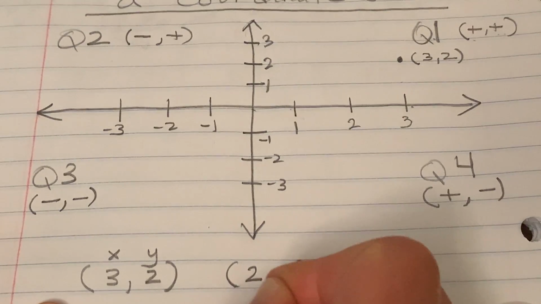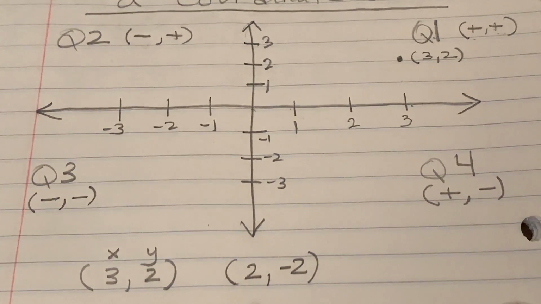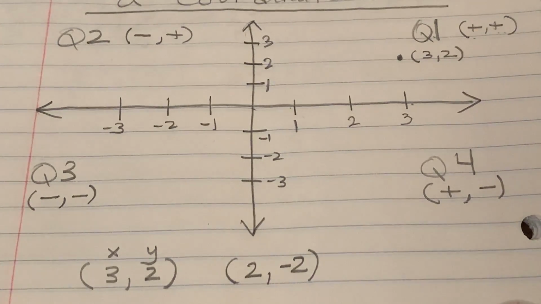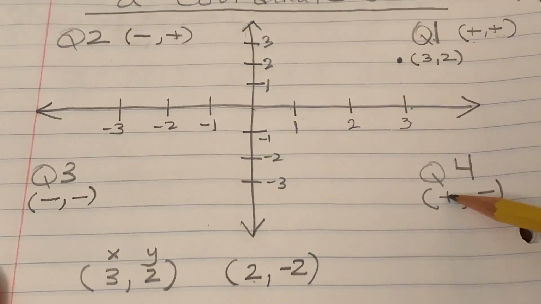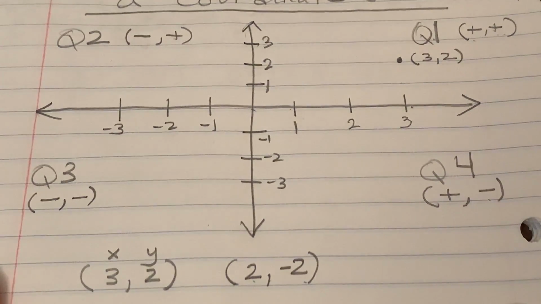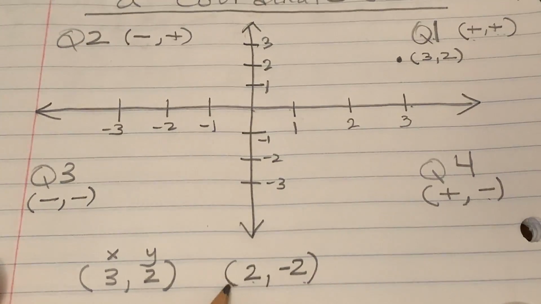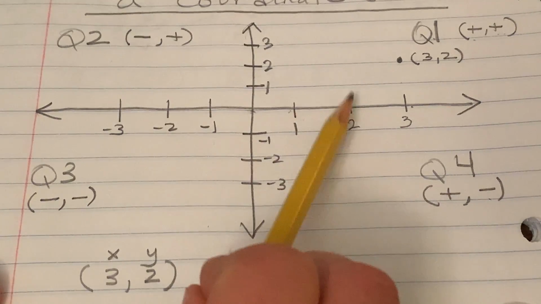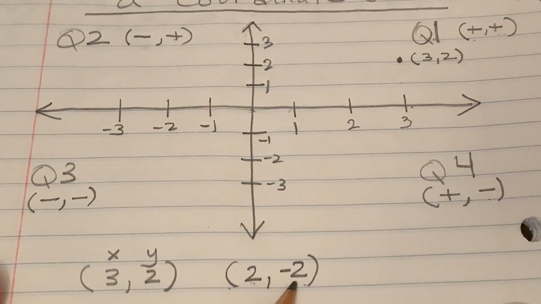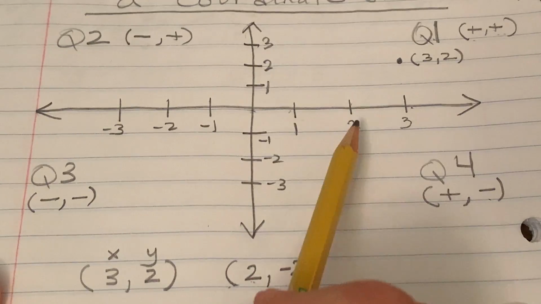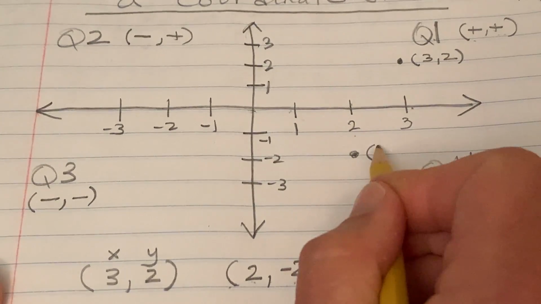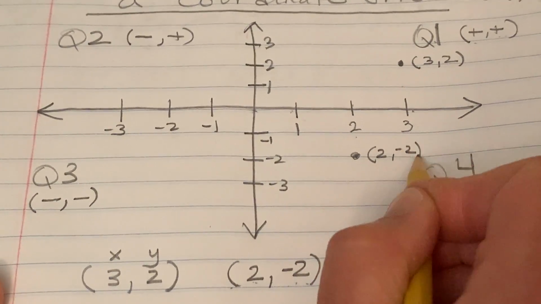(2, -2). Try to figure out which quadrant that point would fall in. That's right, quadrant 4, because the x is positive and the y is negative. So now let's graph it. Start at your origin, count over 2 because it's positive. 1, 2. Now go down 2 because it's negative. 1, 2. And put your mark. Let's label it (2, -2).